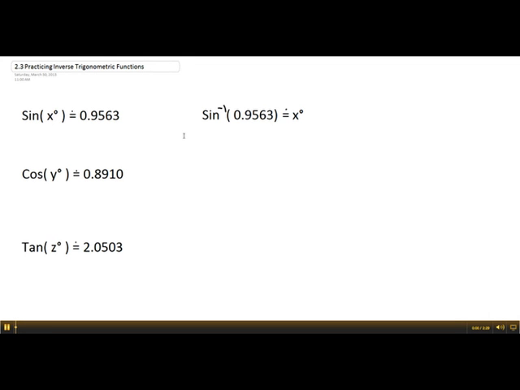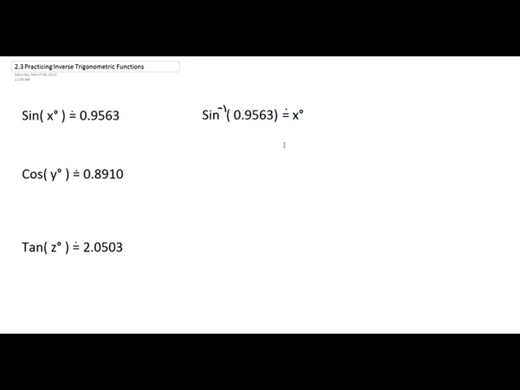Hello students, and continuing some practice here with our inverse trigonometric functions. So here we have sine of x, cos of y, tan of z being approximately these three values here. Just recall that if you have an equal sign with a dot above it, that's your approximate value. Just as these are approximations, our answers are also going to be approximations.